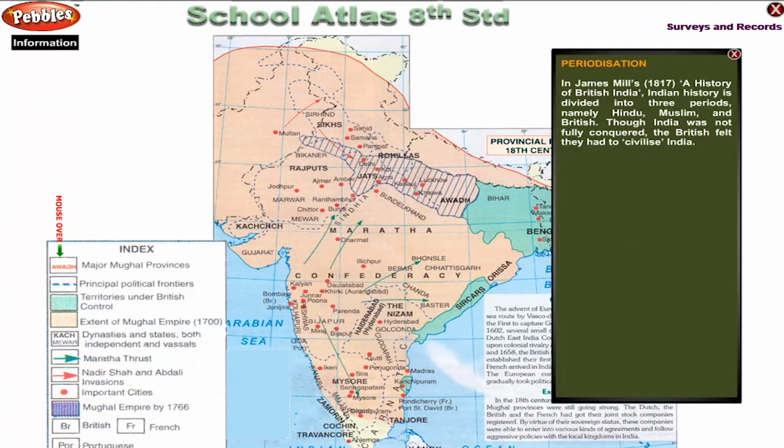Periodization. In James Mill's 1817, A History of British India, Indian history is divided into three periods, namely Hindu, Muslim and British. Though India was not fully conquered, the British felt they had to civilize India.